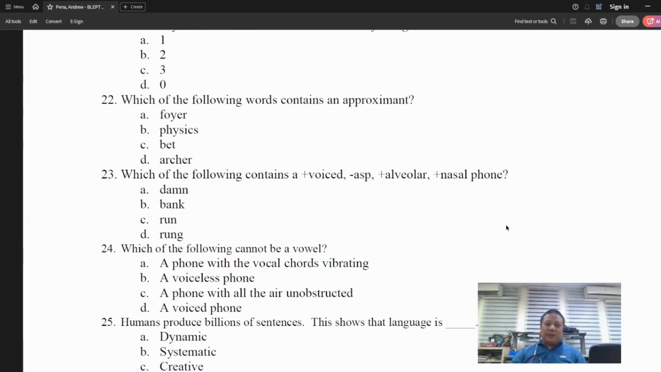22. Which of the following words contains an approximant? A, foyer, B, physics, C, bet, D, archer. An approximant is a glide that takes the place usually taken by a consonant. So the answer is A, foyer. The y takes the place usually taken by a consonant.